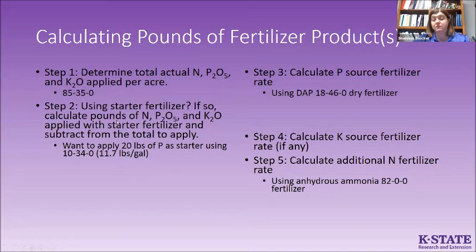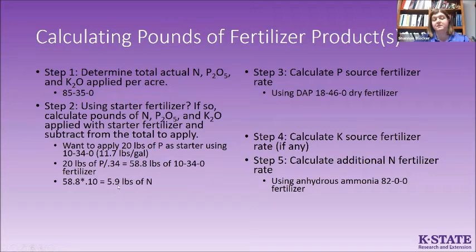And are you going to use some starter fertilizer? Or did you already apply manure? Any of those types of questions go into here. If you've decided that you want to make sure that you apply 20 pounds of P as a starter, and you're going to use this product, it has this density, you can do the math. So you come up with a little under 59 pounds of the fertilizer product.